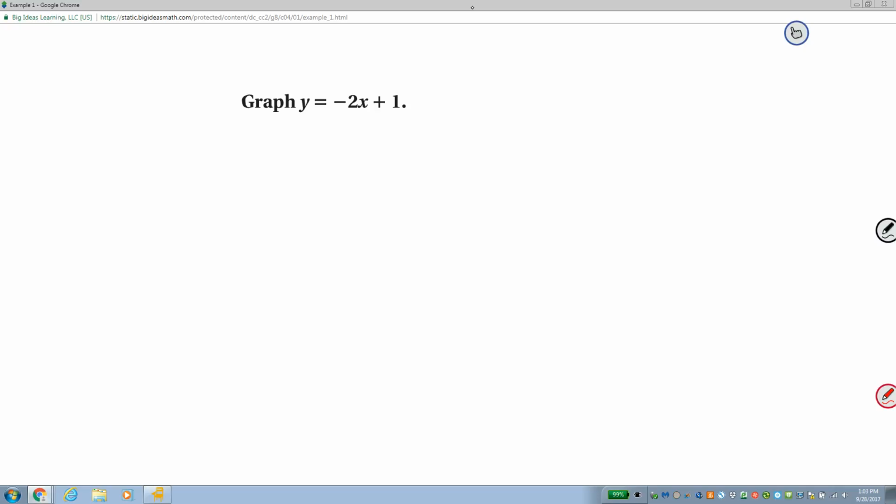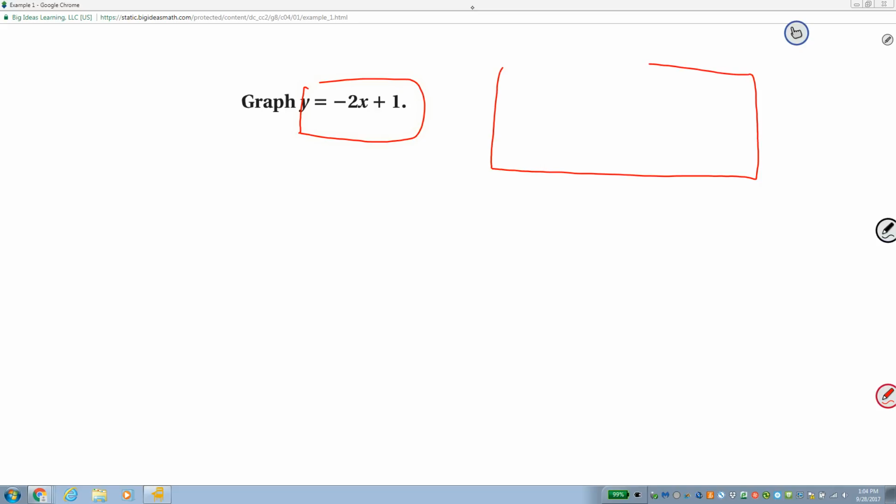So, ladies and gentlemen, we have our equation right here: y equals negative 2x plus 1. So what's the first thing I need to do? Regan, what's the first thing I might need to do? All right, going back to the board that you did for your notes, the first thing I would do is put down your table. So you have a table for X and Y.